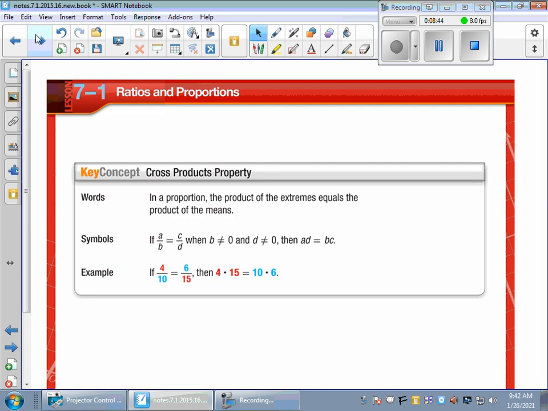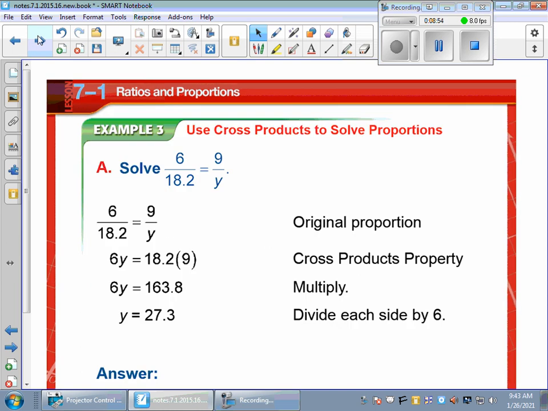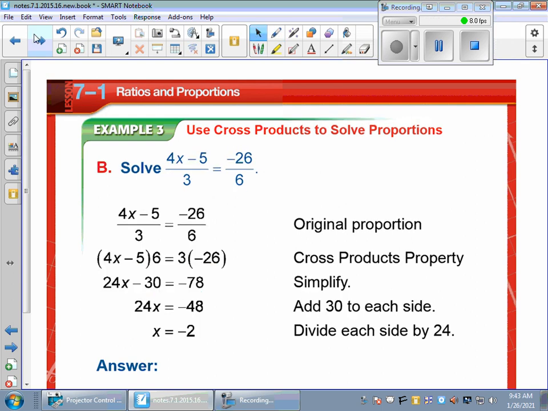So next slide here is just, again, the same concept with the cross products, cross multiplication. I think we already went through that, so now we're just going to do a few more of these. I'm not sure if you folks did these in algebra or not, but again, just going through this. Again, cross multiplication right here. 6 times y gives me 6y. 9 times the 18.2 gives me this. You divide by 6. Final answer of 27.3.